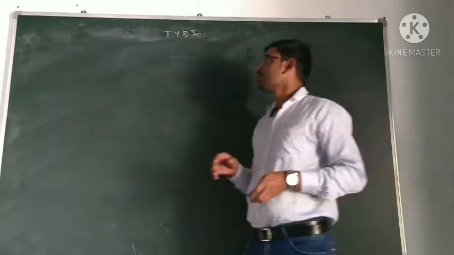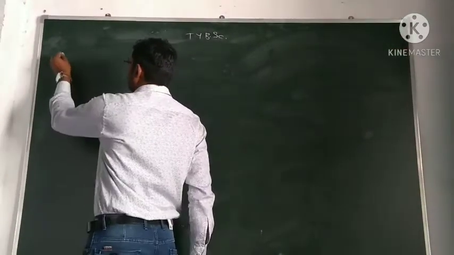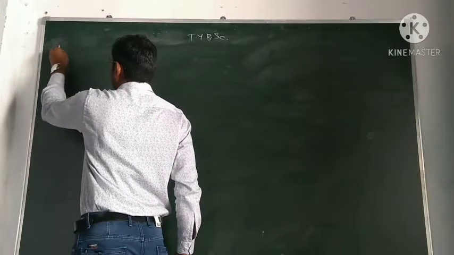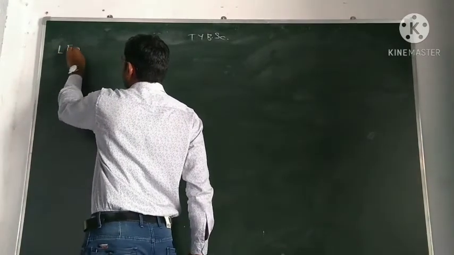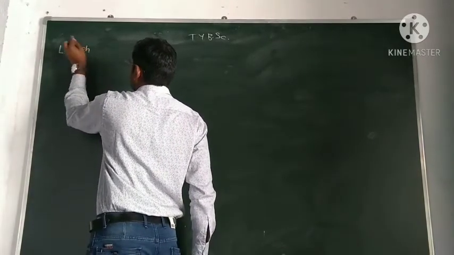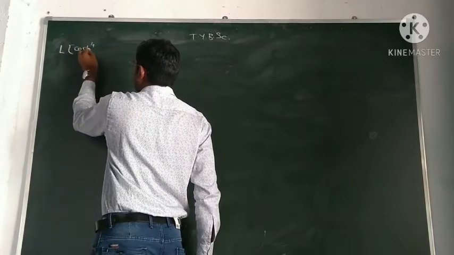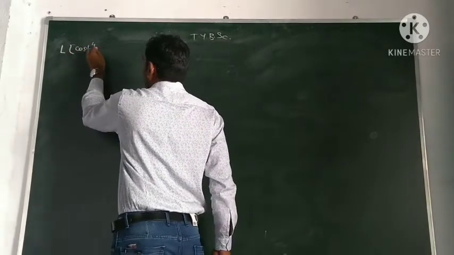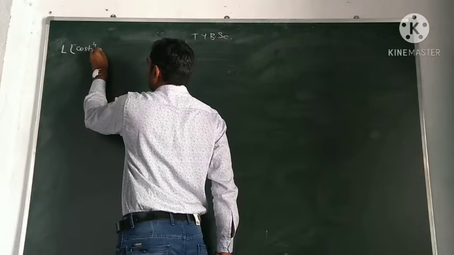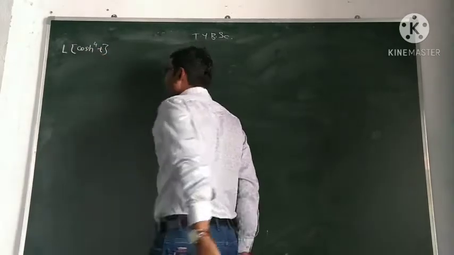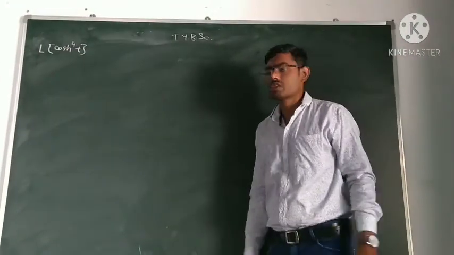So the first example is: find the Laplace transform of cos hyperbolic raised to power 4 t. Find the Laplace transform of cos h raised to power 4 t.